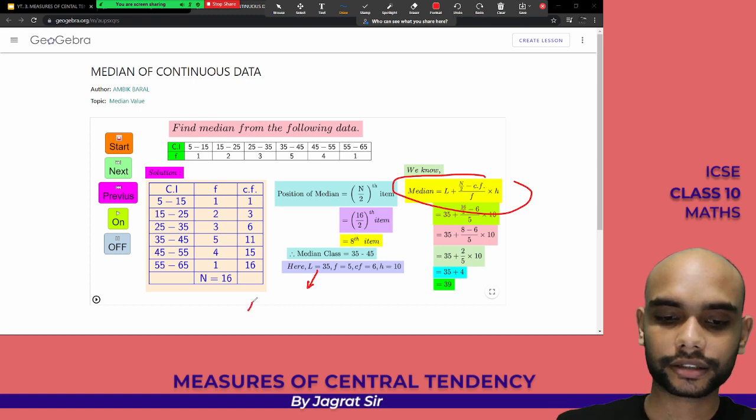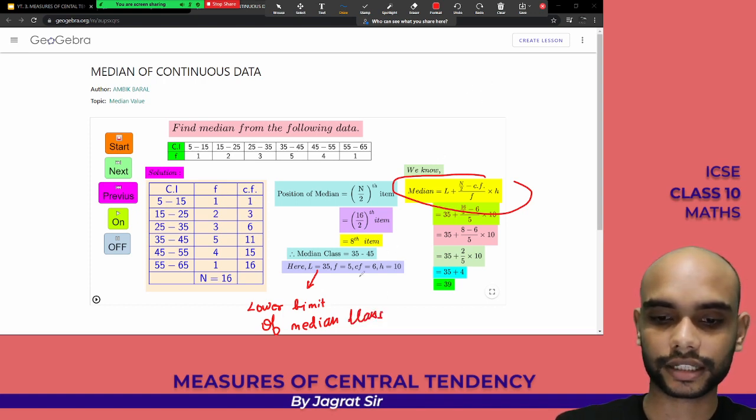Lower limit of median class. Always, L is always the lower limit of the median class. What is F? Frequency of median class. Okay, frequency.